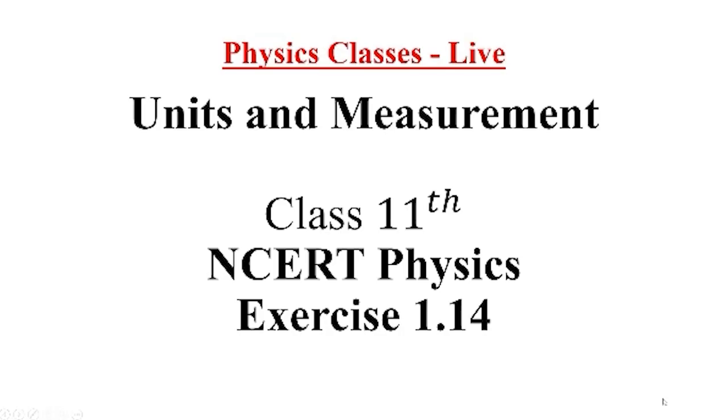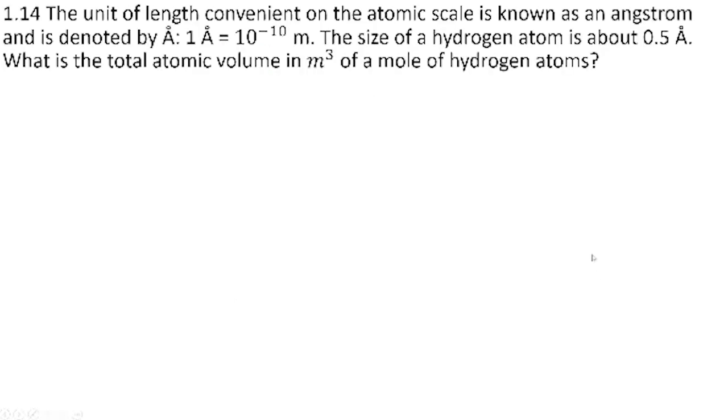Hello everyone, in this video we are discussing exercise 1.14 from class 11th NCERT physics chapter units and measurement. So moving forward, the question states that the unit of length convenient on the atomic scale is known as an angstrom and is denoted by A naught, 1 angstrom is equal to 10 raised to the power minus 10 meter. The size of hydrogen atom is about 0.5 angstrom. What is the total atomic volume in meter cube of a mole of hydrogen atoms?